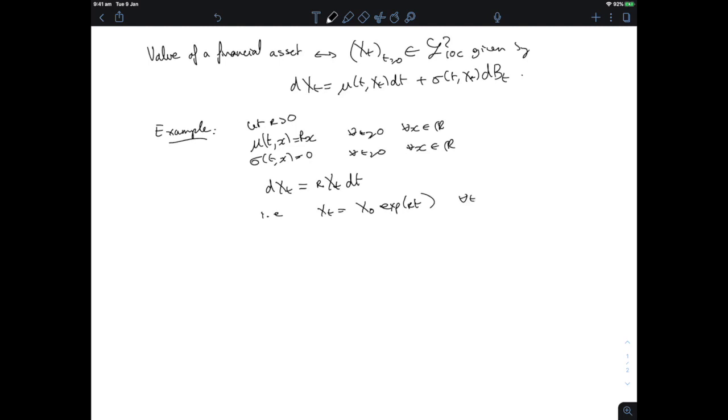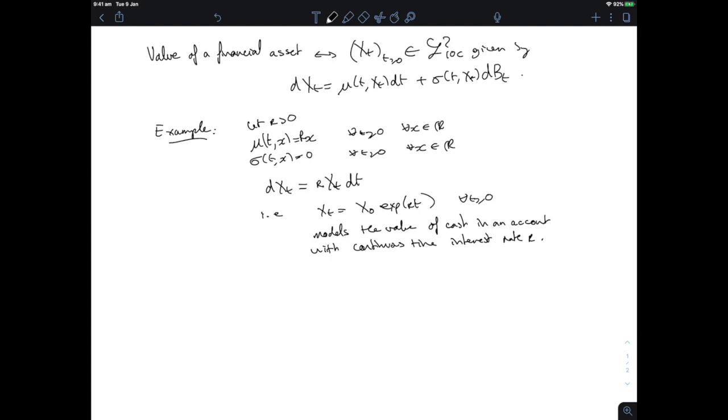And what does that model? That models the value of cash in an account returning interest, so with compounded interest corresponding to the parameter r, in an account with continuous time interest rate r. If you leave a principal X_0 in a cash account and your continuous time compounding interest is r, then after t units of time, the value of your asset is X_0 times exp(rt).